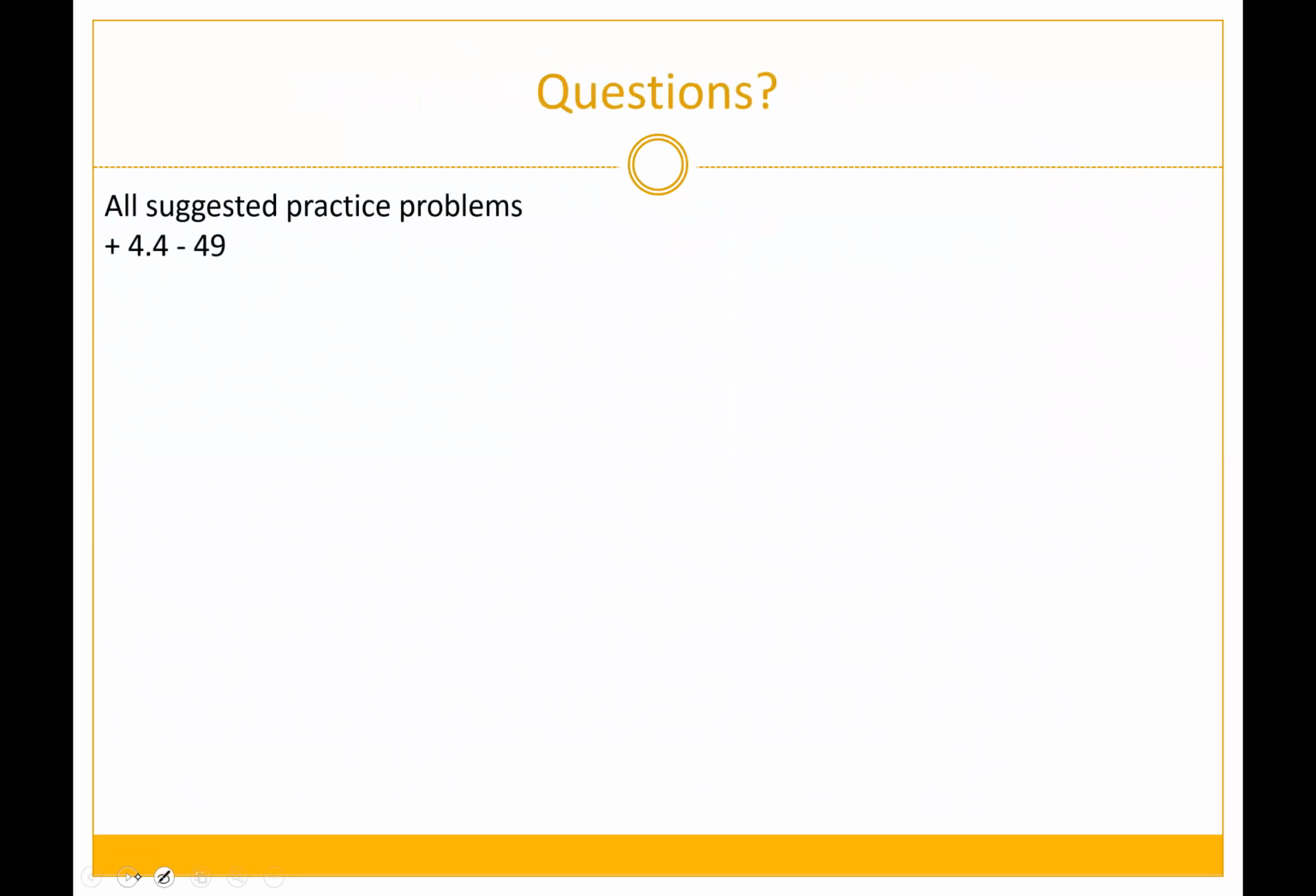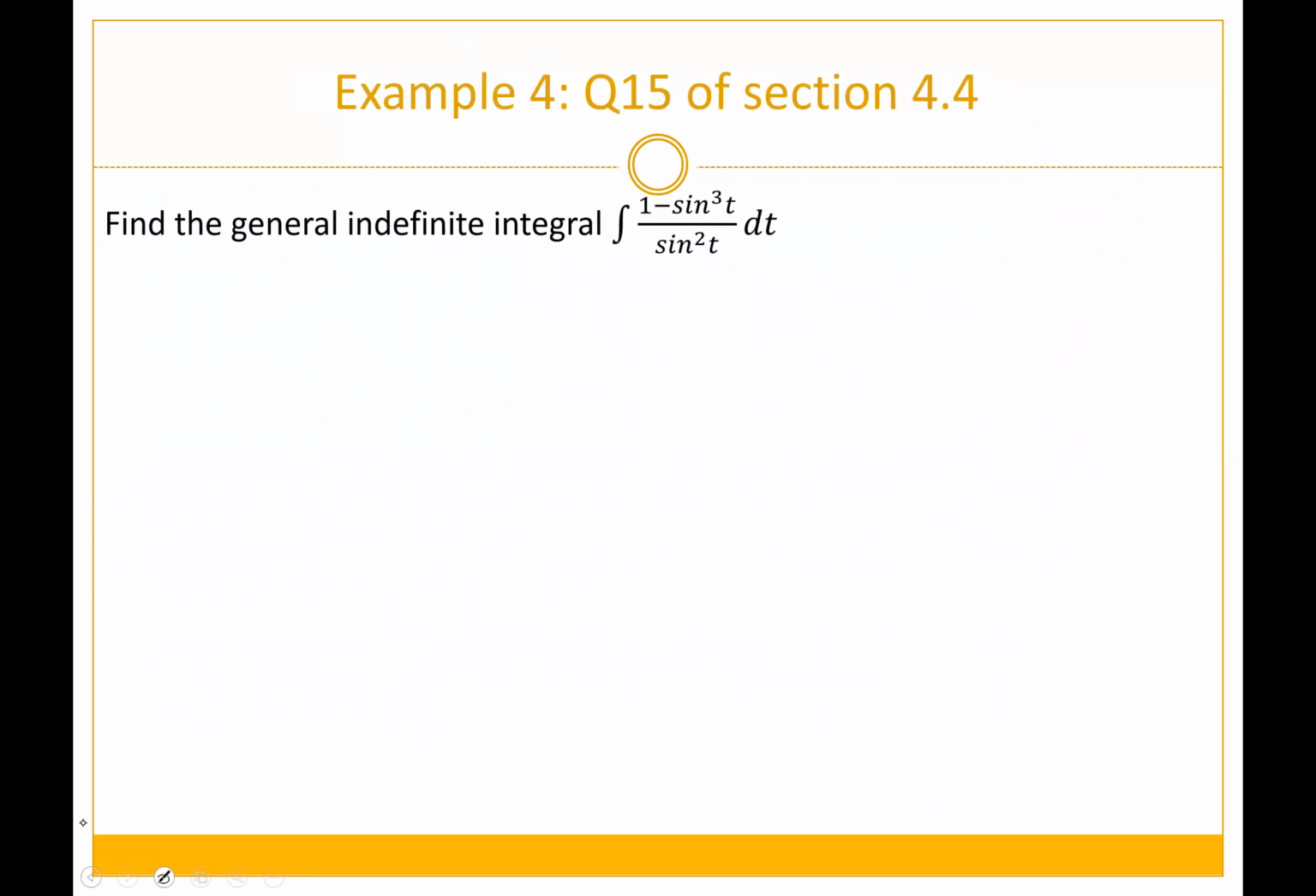Now let's work on example 4, which is question 15 of section 4.4. Find the general indefinite integral of this expression: 1 minus sine cubed t divided by sine squared t, dt. Note that this is an indefinite integral, so what you end up with should be a function of t and not a number. This is one of the algebra techniques I want to show you in this example, which can be really helpful in Math 141.